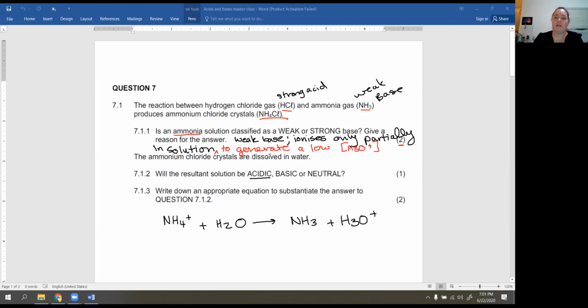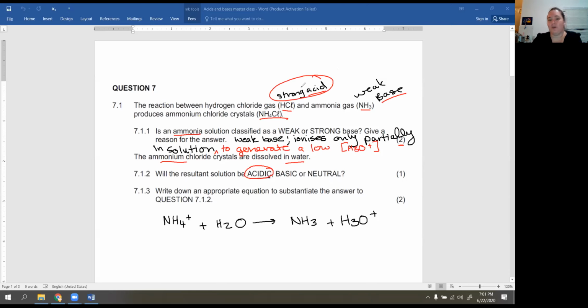The ammonium chloride dissolves in water. Will the resultant solution, which is technically hydrolysis of your ammonium chloride salt and its reaction with water, be acidic, basic, or neutral? Well, I went back to default here. It's between a strong acid and a weak base. Strong acid of the solution wins, so it's going to be an acidic solution.